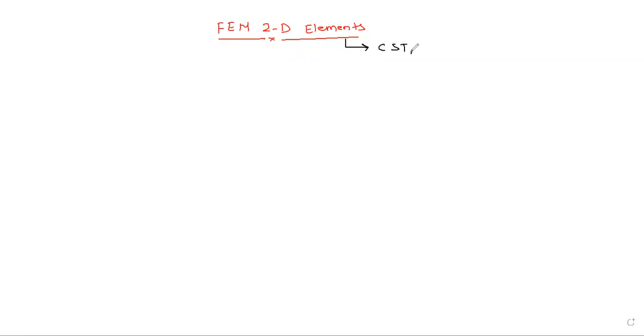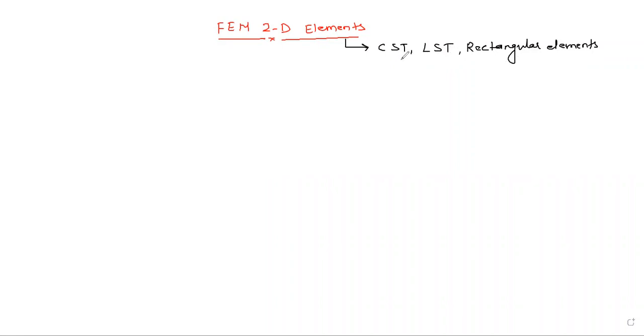CST element. CST is considered as two dimensional element. Then we have LST. Then we have rectangular elements. These are considered as two dimensional element. Two dimensional means that will be having length as well as width, means we can find the area of the given element. If we are able to find the area of a given element, we will consider that as a two dimensional element, right? So for CST, LST, CST is constant strain triangle, LST is linear strain triangle, and rectangular element.